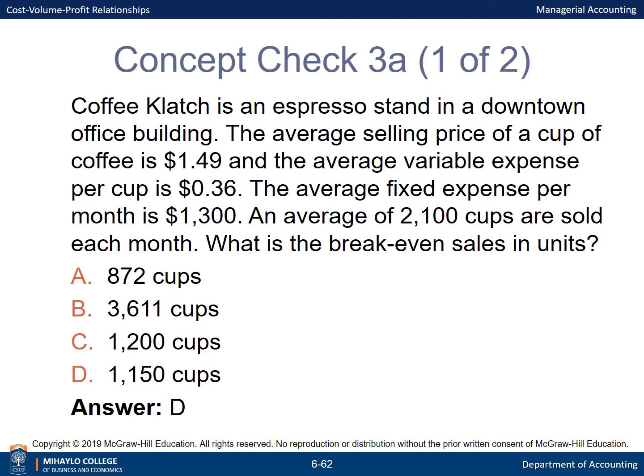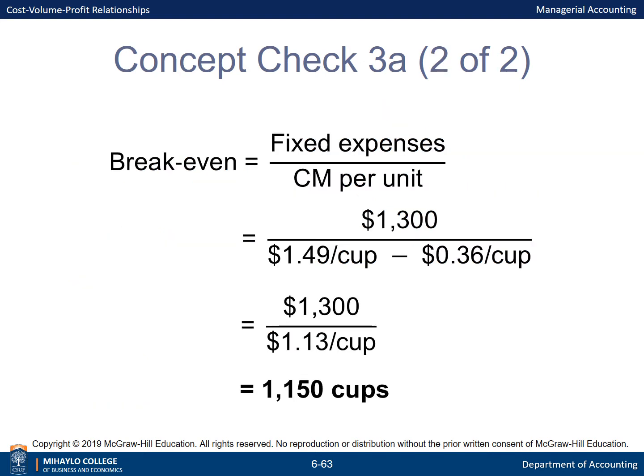The correct answer is 1,150 cups. Fixed expenses of $1,300 divided by the CM per unit of $1.13 per cup equals 1,150 cups to break even.